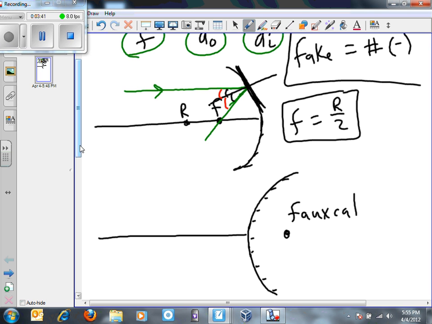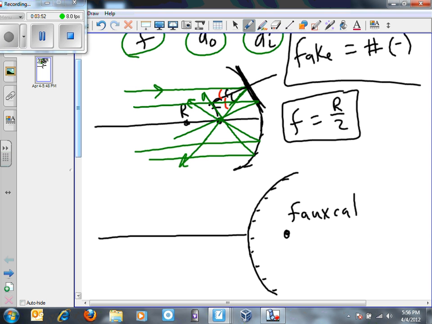So what happens here is we get all of our rays bouncing through this focus no matter what side they come from or where they hit. And this happens to center all the energy at that focus. And that's why they call this a converging mirror, because it's converging all the parallel rays coming in.